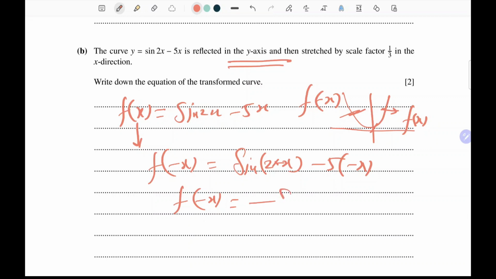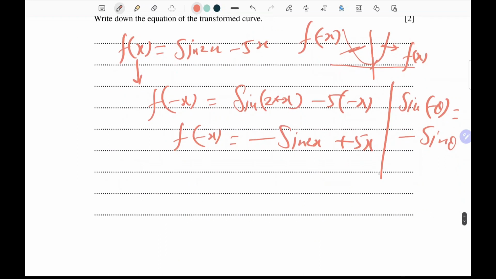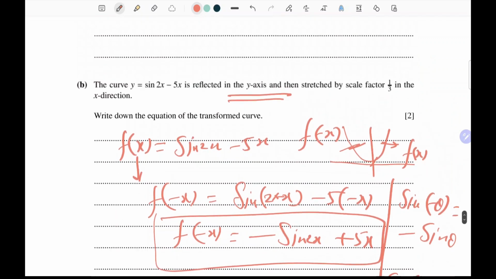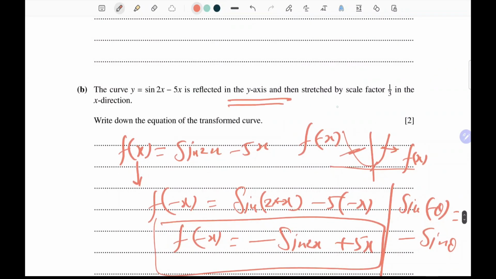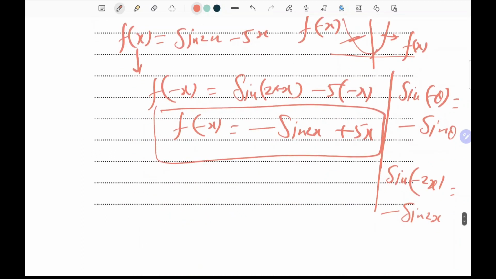So f of minus x is minus sine 2x plus 5x. Why? Because sine of minus theta is minus sine theta. So here we have sine of minus 2x, you can write minus sine 2x. Anyway, f of minus x we got, it's just reflected in the y-axis, but stretched by a factor of 1 over 3 in x direction.